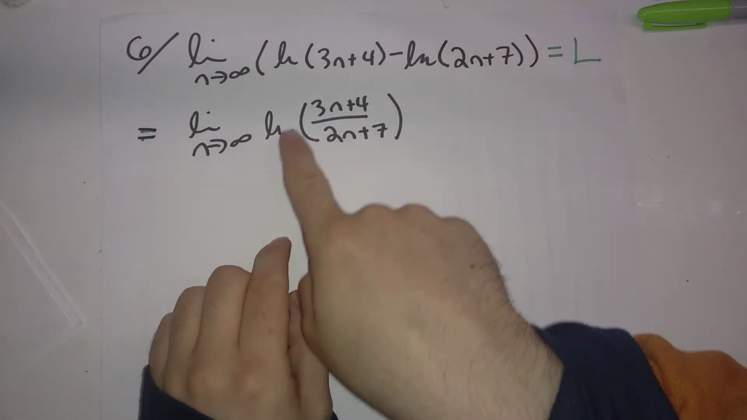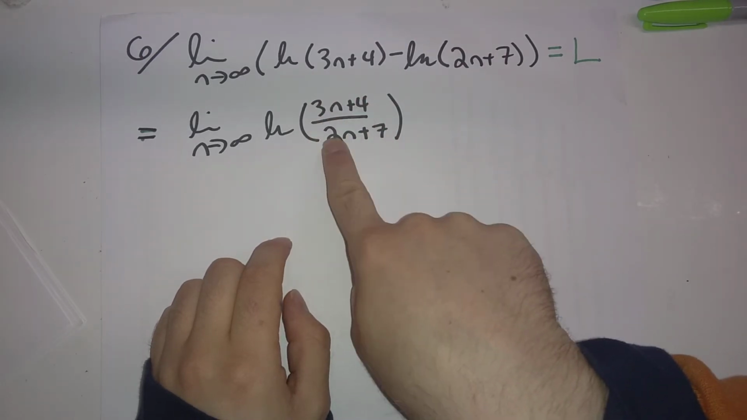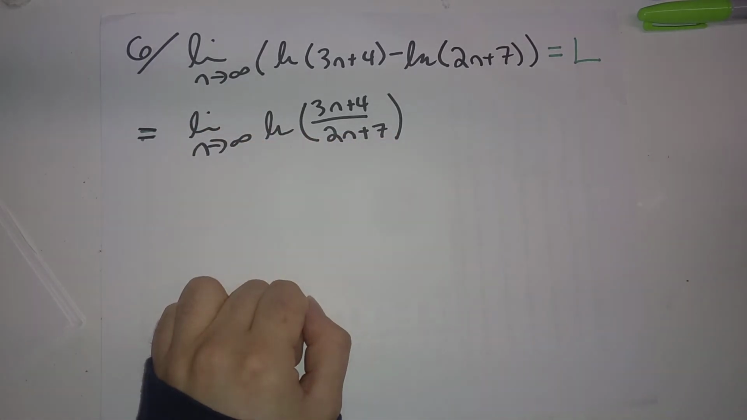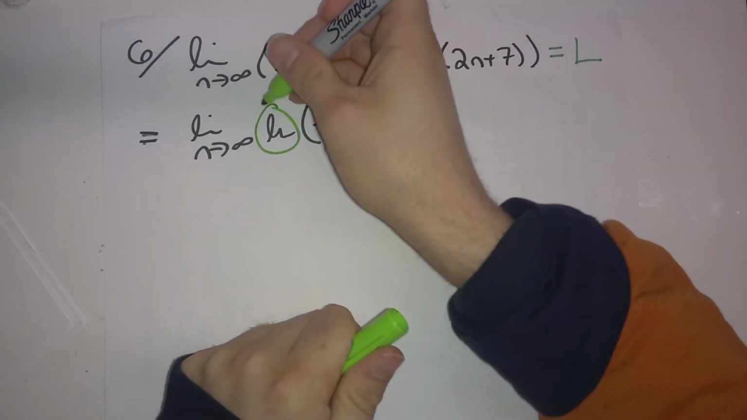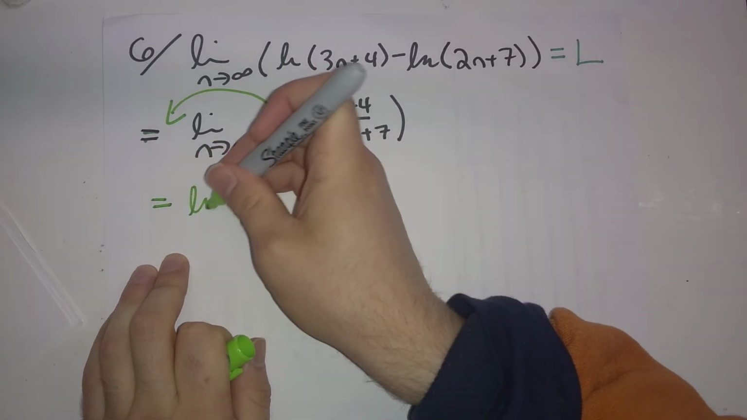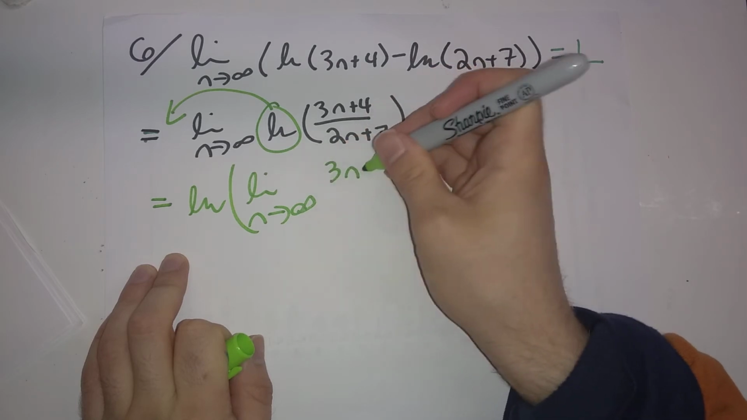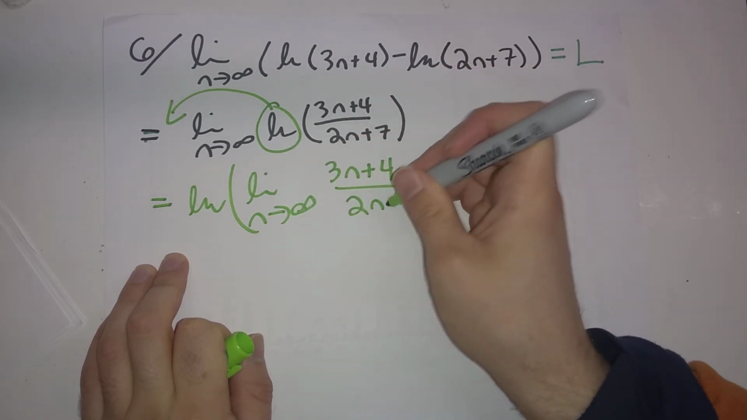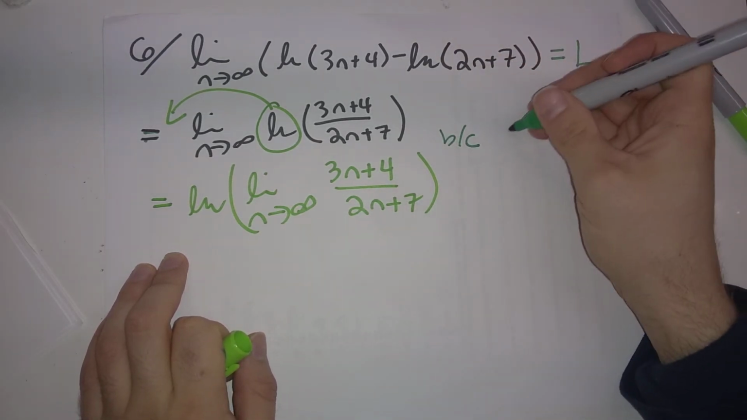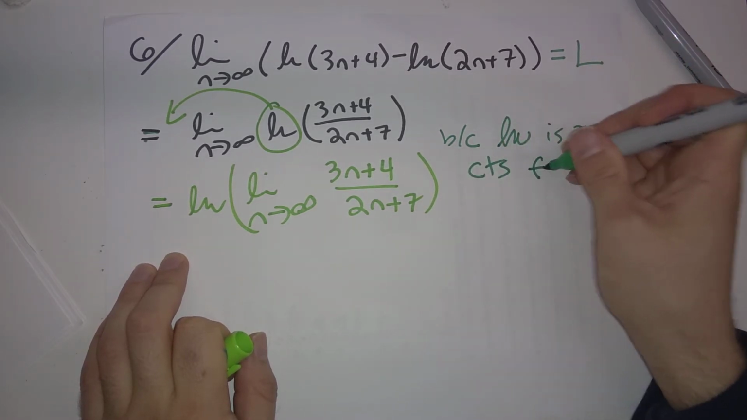So the point here is that we're taking natural log of this sequence, 3n plus 4 divided by 2n plus 7. So that says that we can move this outside the limit. And we end up with natural log of the limit as n goes to infinity of 3n plus 4 divided by 2n plus 7. We're allowed to do this because natural log is a continuous function.